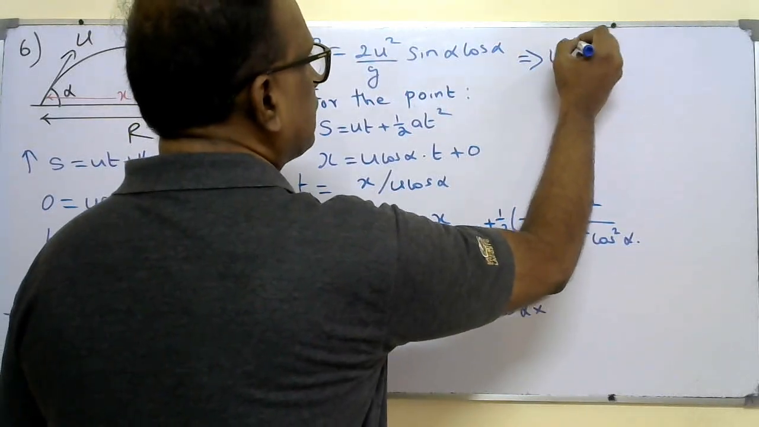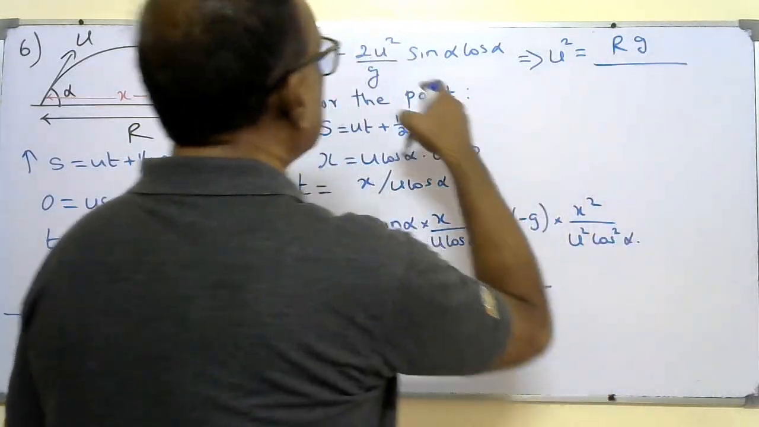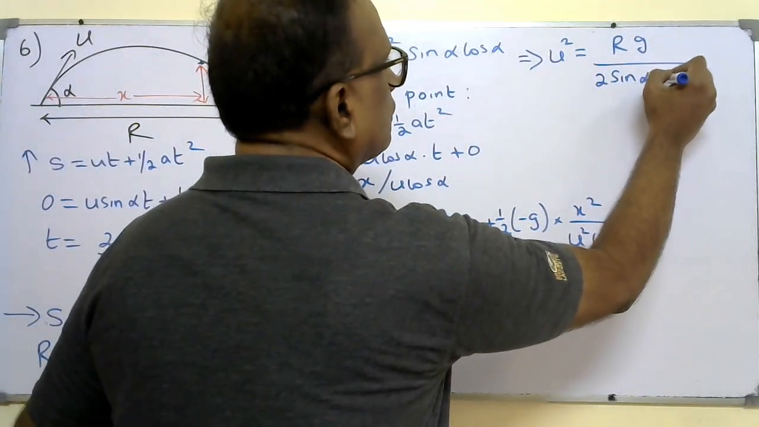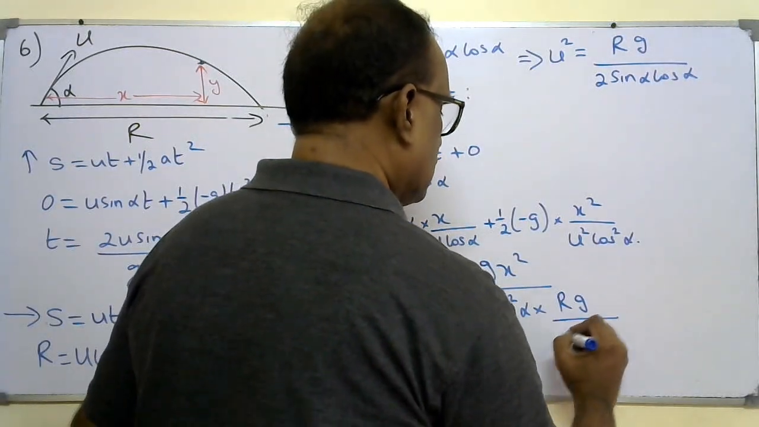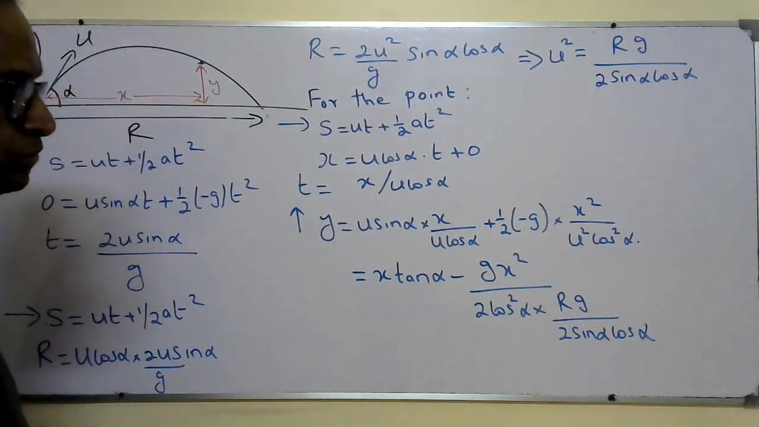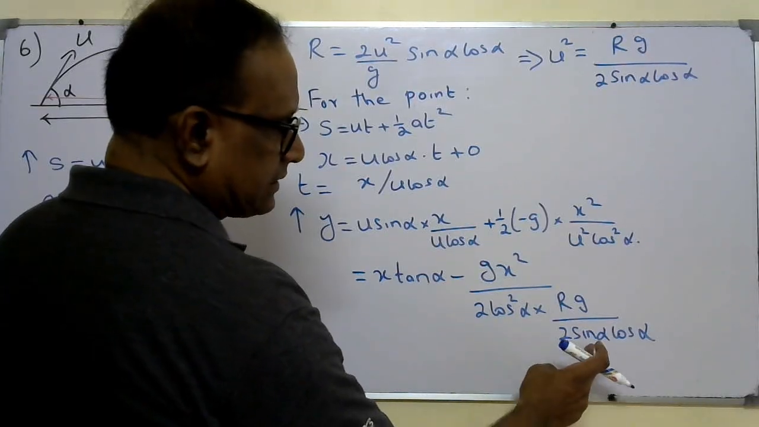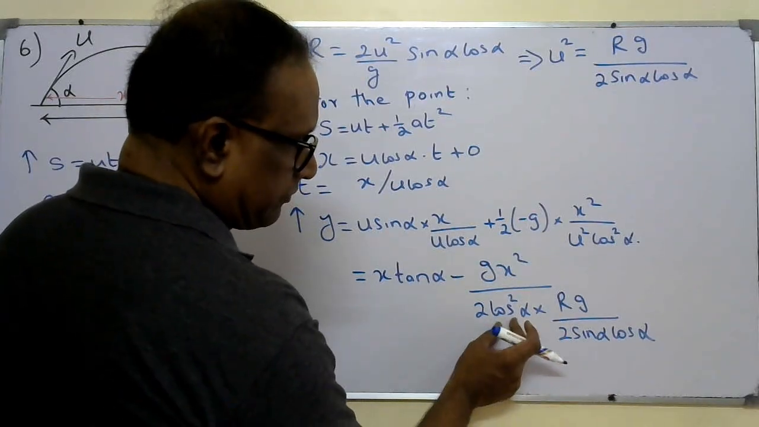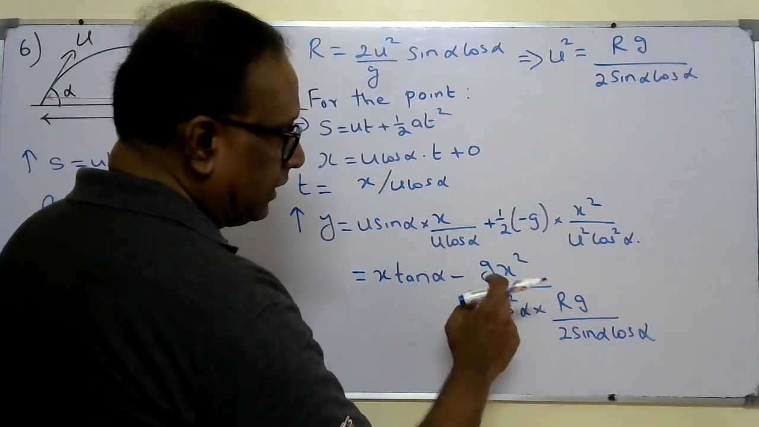If I make u squared subject, u squared is going to be rg over 2 sin alpha cos alpha. So I'm going to substitute that one. So rg over 2 sin alpha cos alpha, is it? So cos squared alpha, here cos alpha get cancelled, 2 will get cancelled, sin alpha will go to the numerator, it will become sin alpha over this cos alpha, this cos squared, so the remaining part is cos, sin will go up, cos sin or cos tan, g and g will get cancelled.